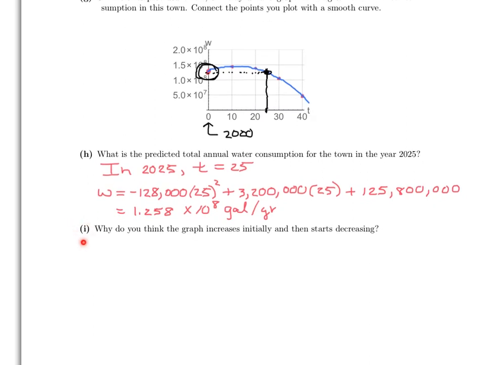Let's look at part I. Why do you think the graph increases initially and then decreases? Well, is that true? If we look at the graph we obtained, you do see an initial increase followed by a decrease. What could possibly cause this?